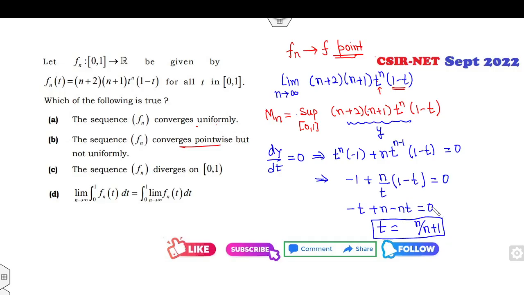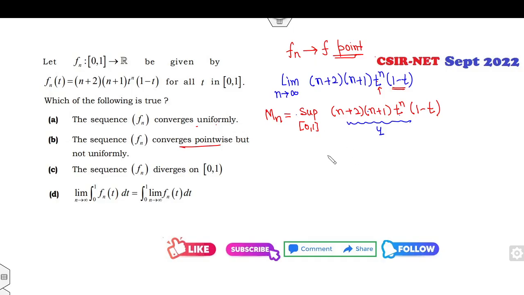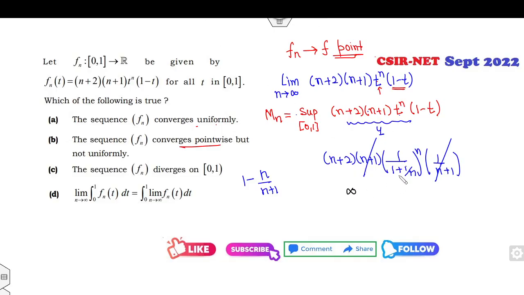Fine. Now I can substitute this value of t, n over n plus 1, in this case. So you will get n plus 2, n plus 1, n over n plus 1 raised to n, which I can write as 1 over 1 by n. And 1 minus n over n plus 1 is 1 over n plus 1. Clearly this number will be cancelled out. If you take a limit, it will be infinity. This number will be e. So that will go to infinity, not go to 0. That means f_n does not converge to f uniformly. So option B is correct.